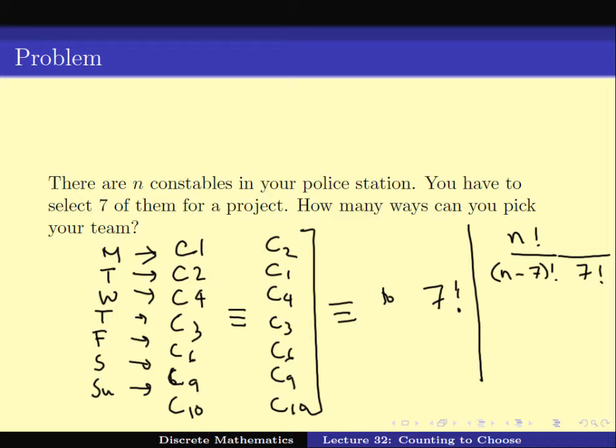So you might have seen this particular thing earlier. This is called n choose 7, of course. The number of ways I can choose 7 people from a group of n people. But the idea is basically this, that you first see how many ways you can pick the people in an ordered manner, and now each ordered selection is equivalent to 7 factorial of them, and I have to divide by 7 factorial to get the number of equivalence classes.